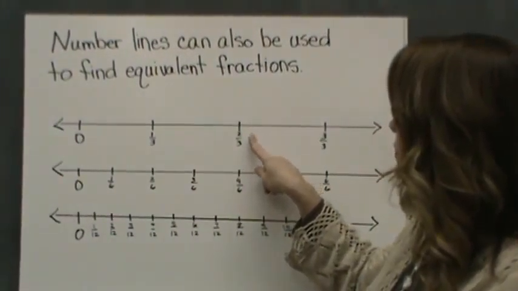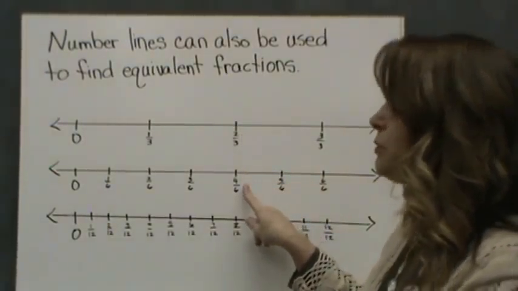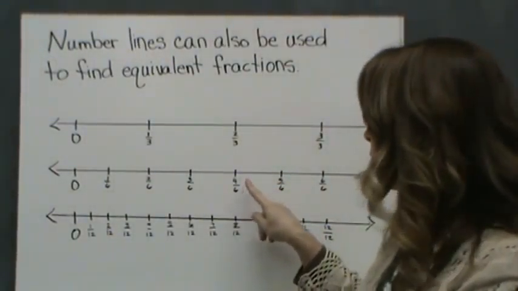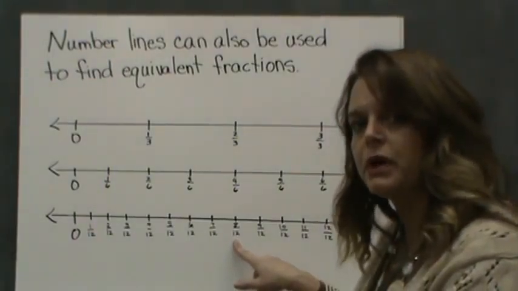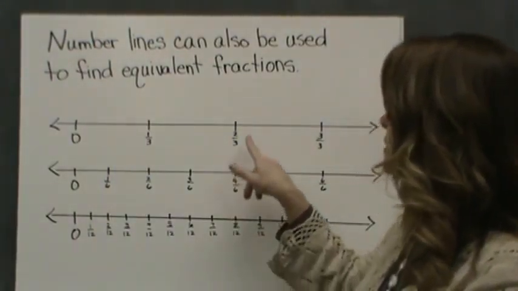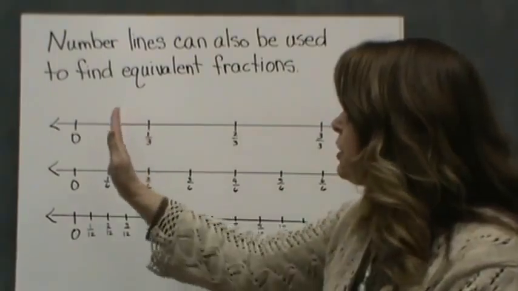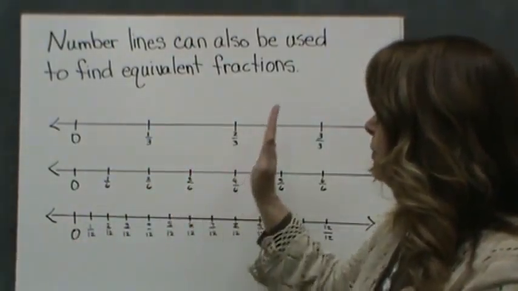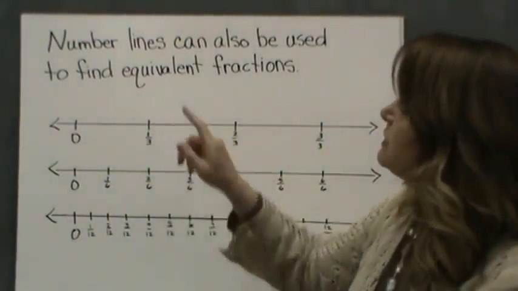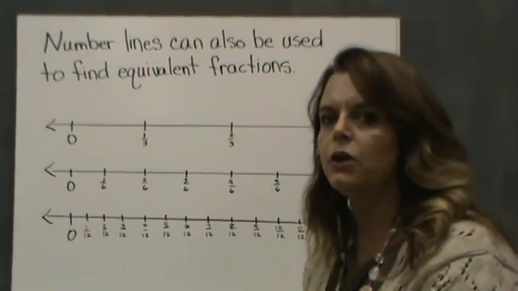If we look at 2/3, we can see that 2/3 is equivalent to 4/6. 4/6 is equivalent to 8/12. So 8/12 is equivalent to 2/3. So you can use a number line to help you line up your fractions so that you can find the ones that are equivalent.